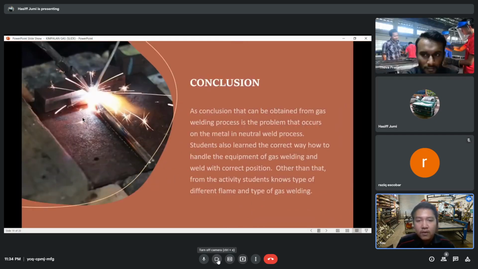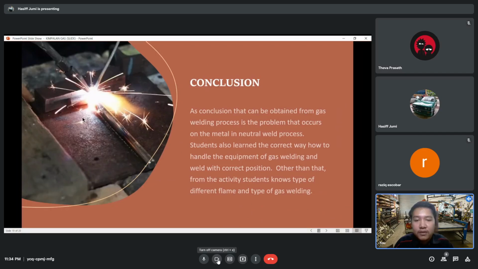This is our conclusion. The conclusion that can be obtained from the gas welding process is the problem that occurs on the metal in the neutral weld process. Students also learn the correct way to handle the equipment of gas welding and weld in the correct position. Other than that, from the activity, students know the types of different flames and types of gas welding.